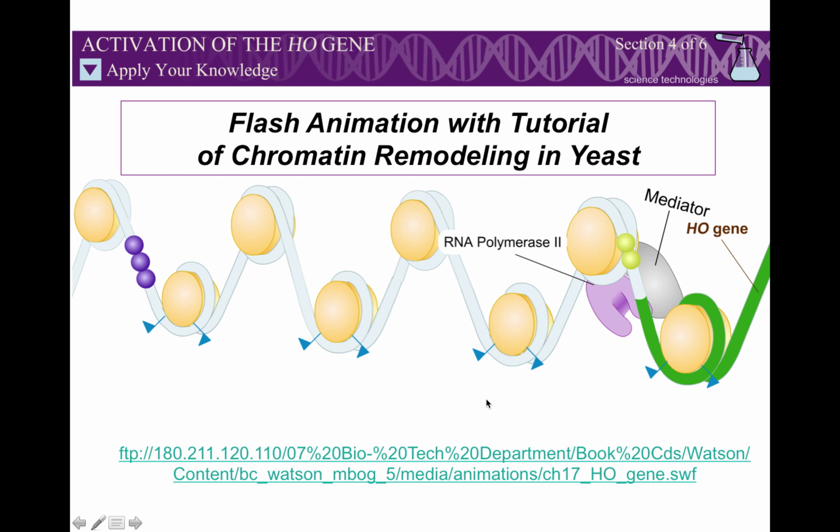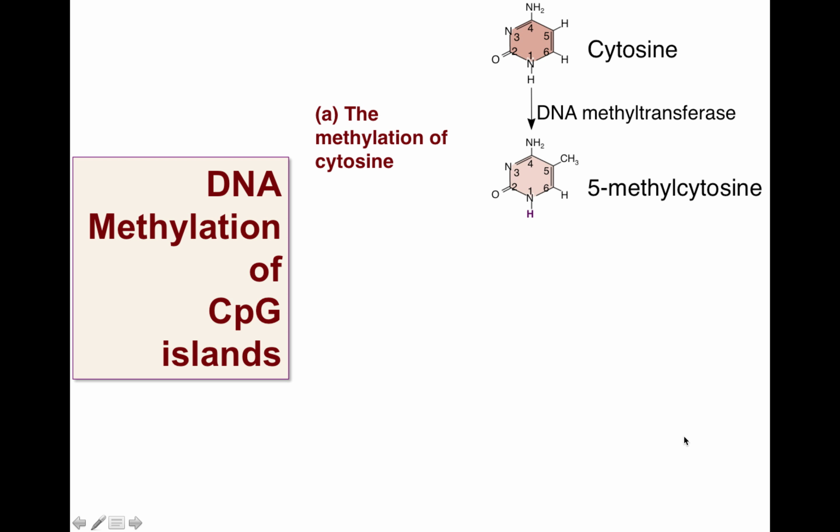This is a very interesting flash animation with a tutorial at the end to show you how the remodeling of chromatin around the start site of transcription is necessary in order to get a gene transcribed. And this is a yeast model. So in addition to modifications on the histones, you can also modify the DNA directly.